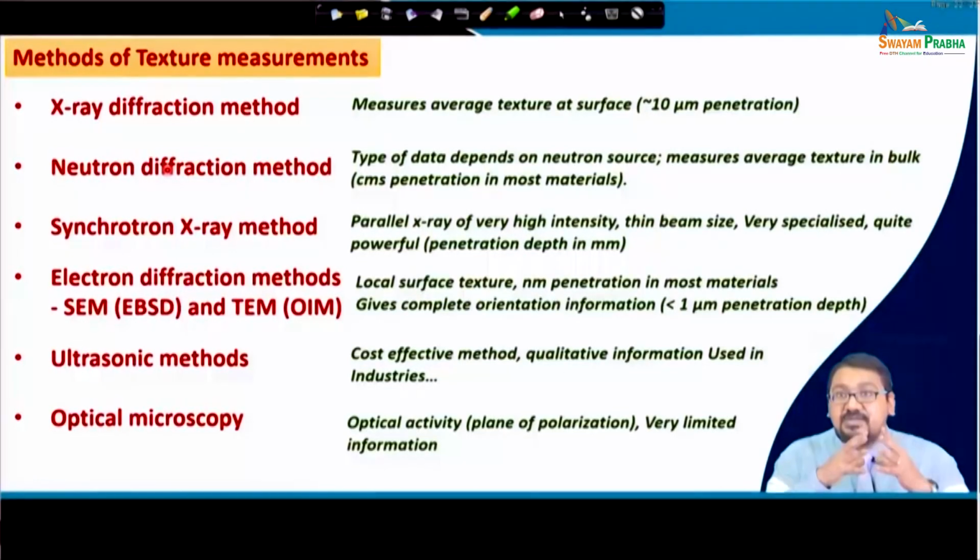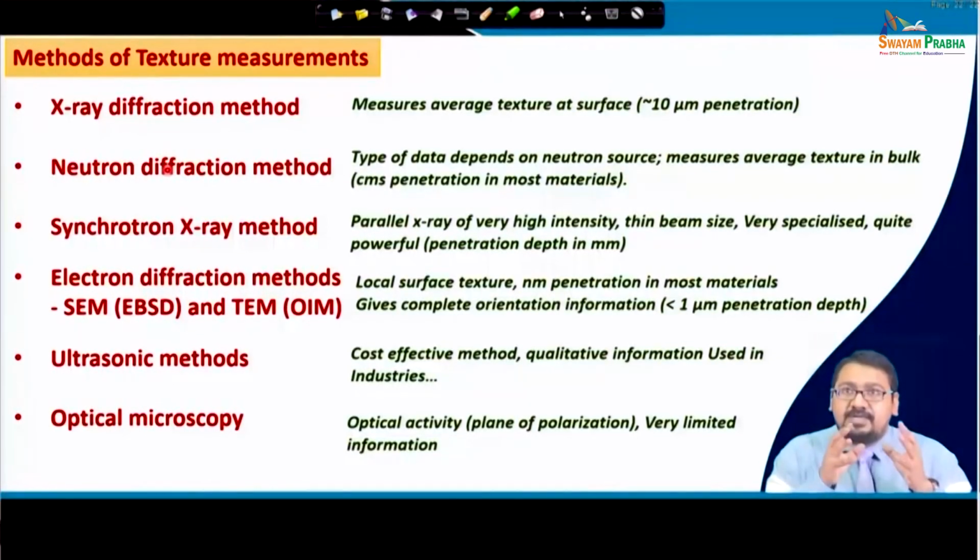Now, you see, the neutrons' penetration depth is very high, about a centimeter. So, it can penetrate more than a centimeter inside the material, and we will talk about this in detail in the coming slides and in the next lecture. But you see, the information obtained from the neutron diffraction is much bulkier than the one obtained from the X-ray diffraction method.